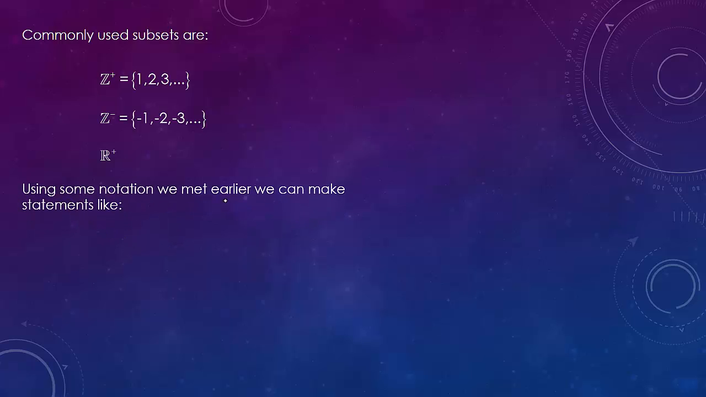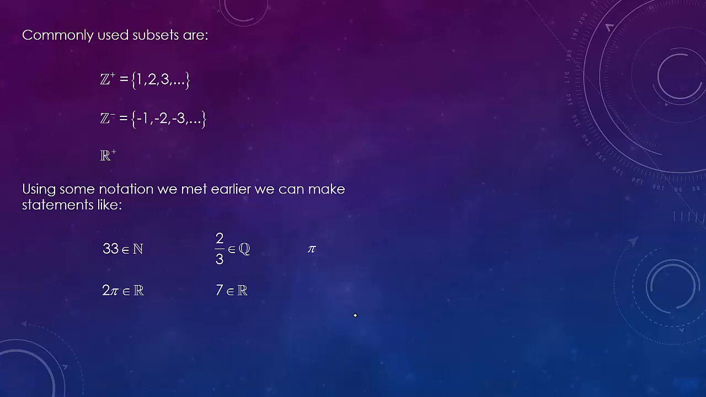Using some notation we met earlier, we can make statements like 33 is a member of the set of natural numbers. 2 pi is a member of the set of real numbers. 2/3 is a member of the set of rational numbers. And indeed, 7 is a member of the set of real numbers because the real numbers, remember, contains the rational numbers and the integers and the natural numbers.